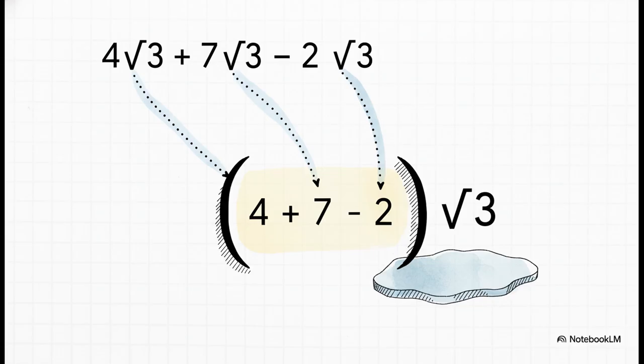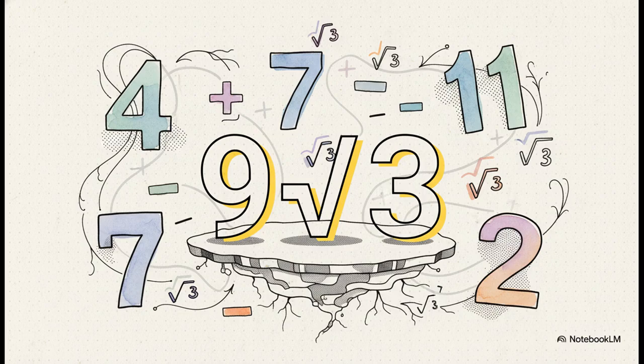We'll group them together. 4 plus 7 minus 2. And that square root of 3 just kind of tags along for the ride, exactly like an x would in an algebra problem. And the math here is super simple. 4 plus 7 is 11, take away 2 is 9. So our final answer is 9 root 3. See? You totally got this.